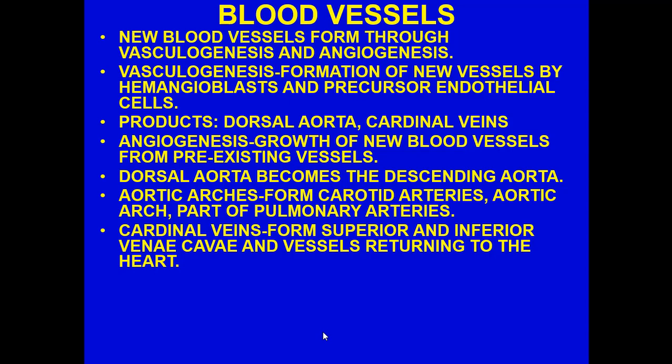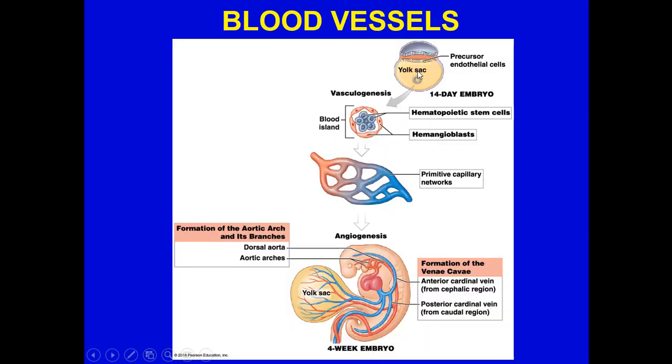The dorsal aorta becomes the descending aorta. The aortic arches form the carotid arteries, the aortic arch, and part of the pulmonary arteries. The cardinal veins form the superior and inferior vena cava and the vessels returning to the heart. As you can see here, we move in from an embryo, and eventually you get to the point of a much more sophisticated embryo here.